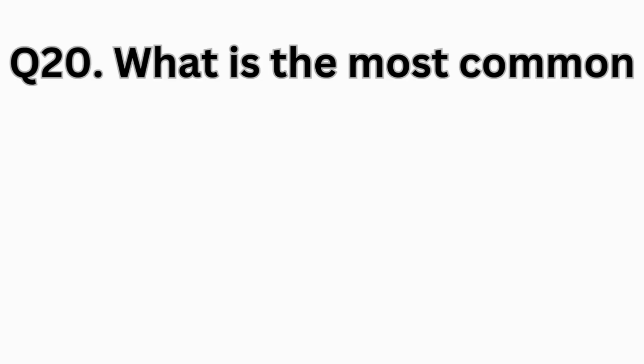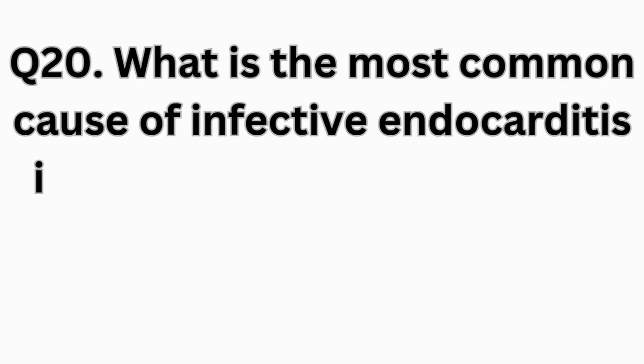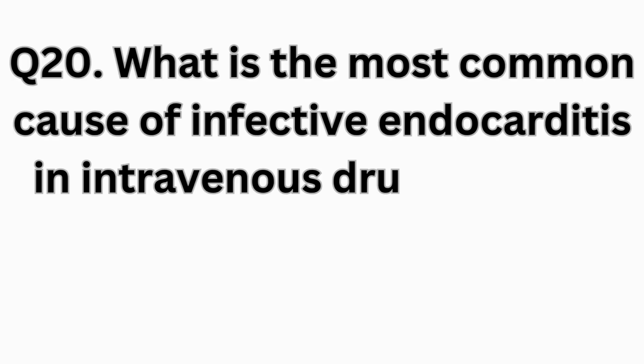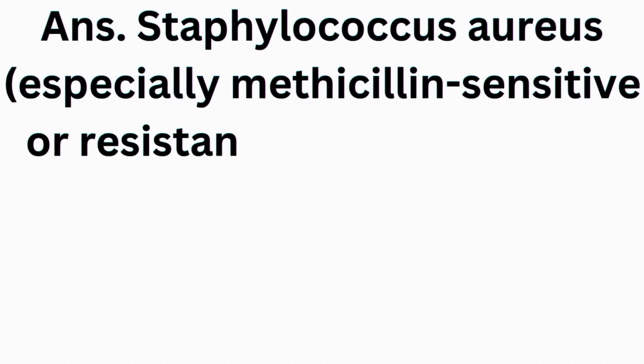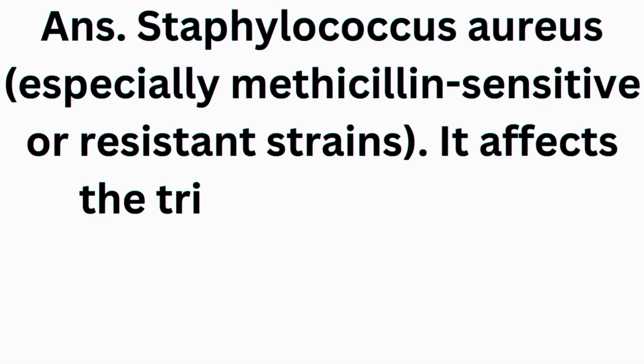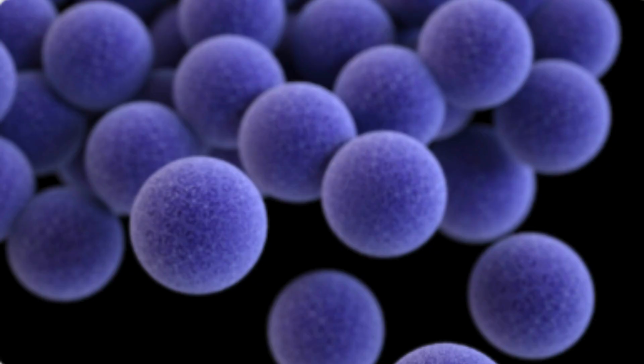Question 20. What is the most common cause of infective endocarditis in intravenous drug users? Pause the video and share your answer in the comment section. The most common cause is Staphylococcus aureus, which affects the tricuspid valve. So IV drug users, or the junkies, when they have endocarditis, think first about Staph aureus, which affects the tricuspid valve in most cases.